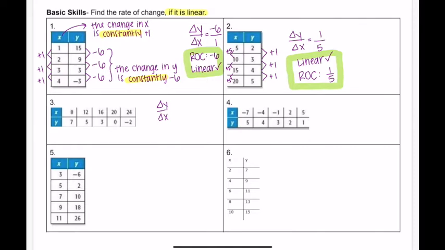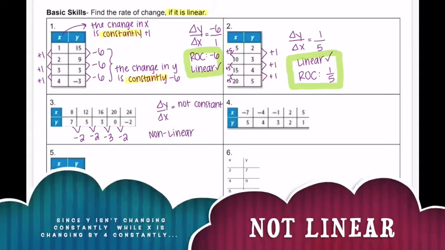So to do the change in y, we're looking at the bottom row. 7 to 5 is -2. 5 to 3 is -2. 3 to 0 is -3. And then from 0 to -2 is down 2. So notice that this one is not changing constantly. Since this isn't changing constantly, it's not a linear function.